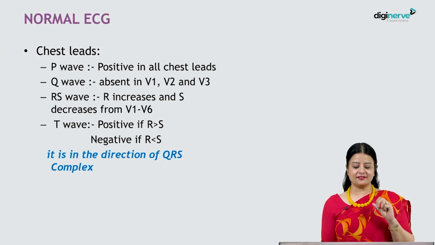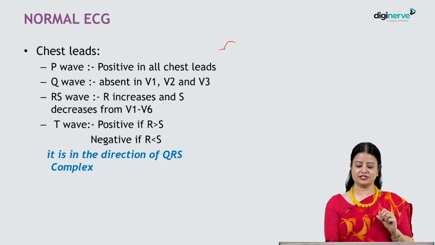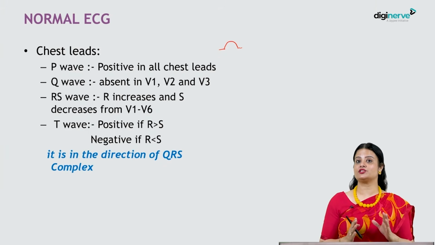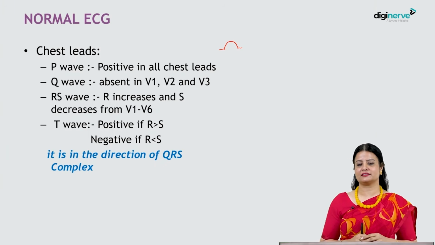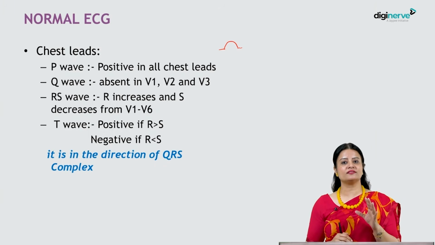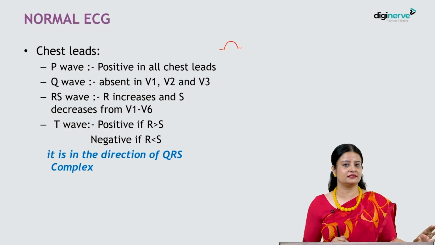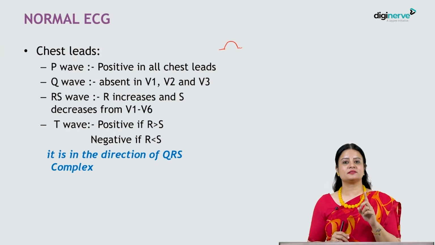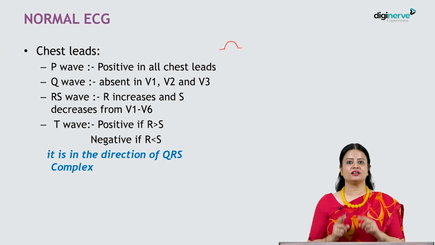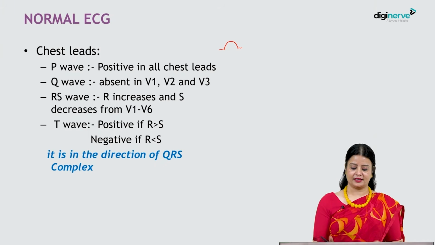So the P wave is positive in all the chest leads and the Q wave is absent in V1, V2, V3. It is present only in V4, V5, V6. Till now we have seen that Q wave is absent in almost all the leads. But point to be remembered here is that it is present only in V4, V5 and V6 in normal circumstances.